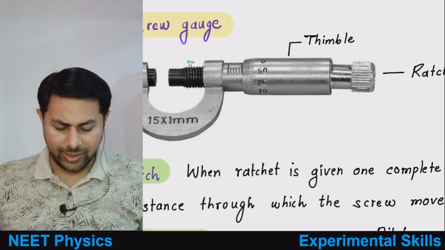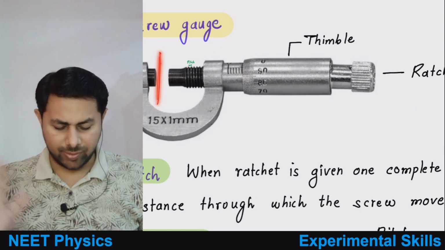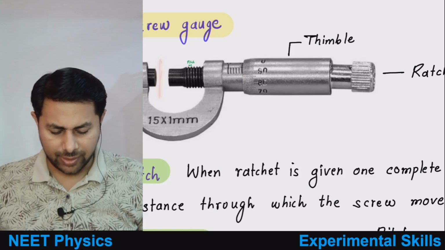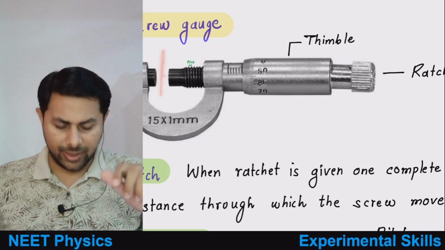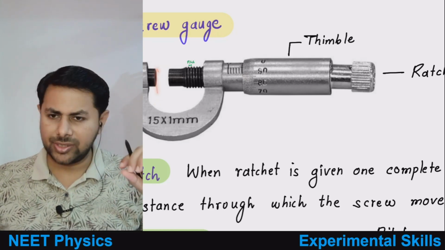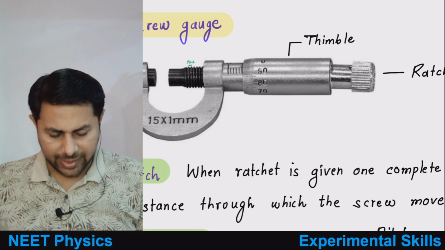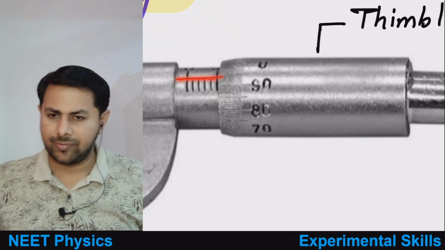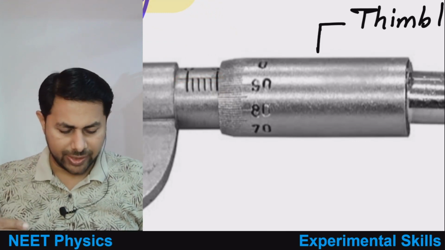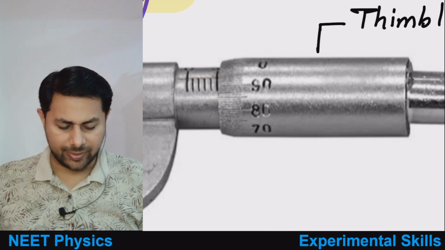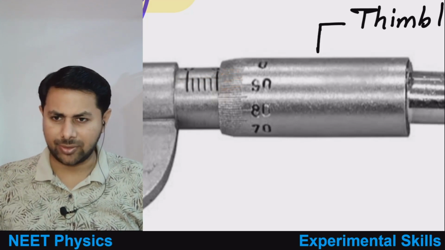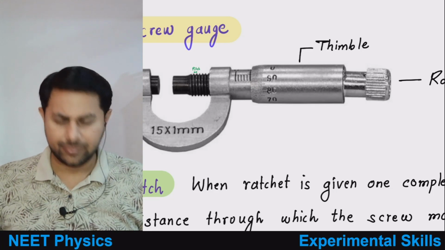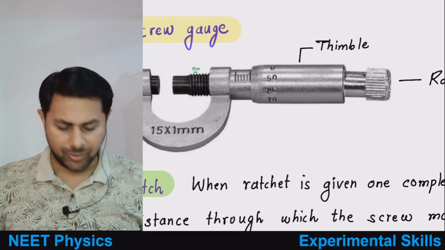Now, when nothing is kept in the gap of the screw gauge and the screw is perfectly tightened, what should happen? The horizontal line on the main scale should match with the 0 of the circular scale. In that case, there won't be any 0 error. But there can be some 0 error, so we'll talk about that.